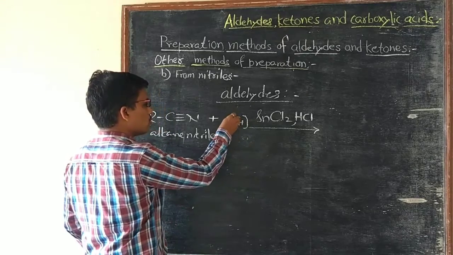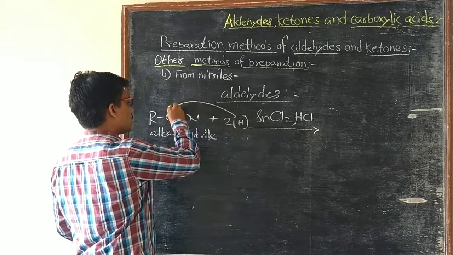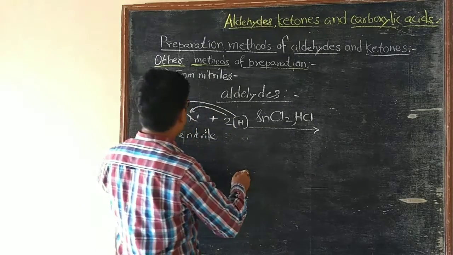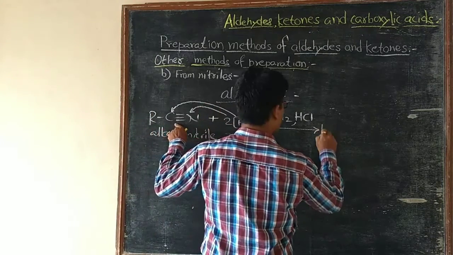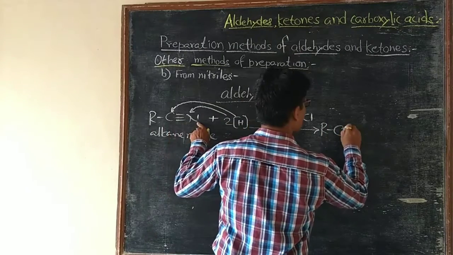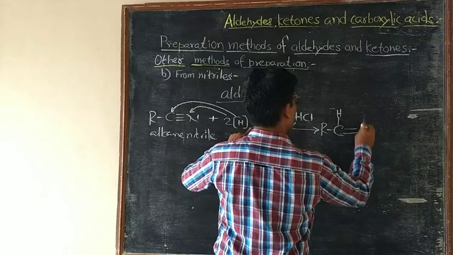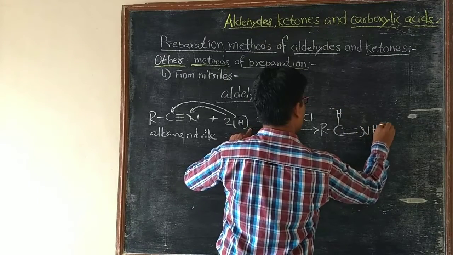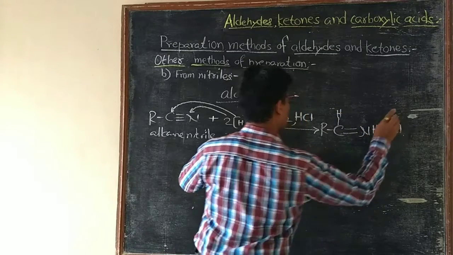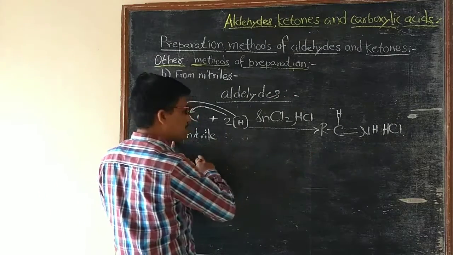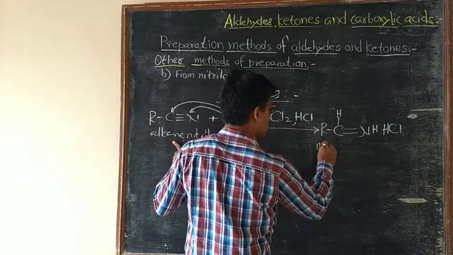In this case, one hydrogen goes to carbon and another hydrogen goes to nitrogen to form its addition product, that is RC double bond NH and HCl. That is, it forms its imine hydrochloride.